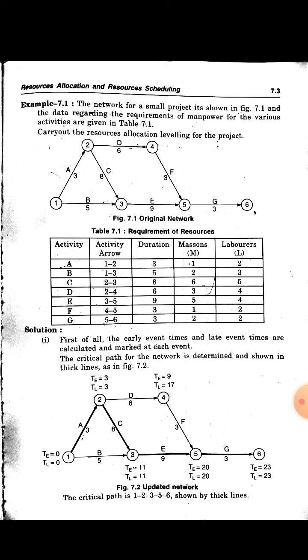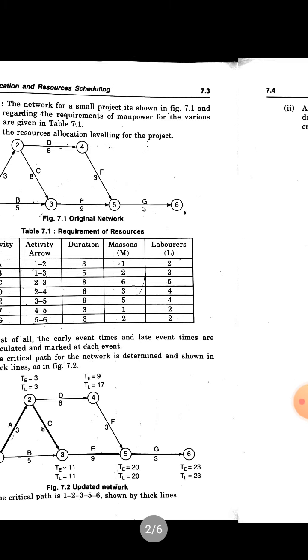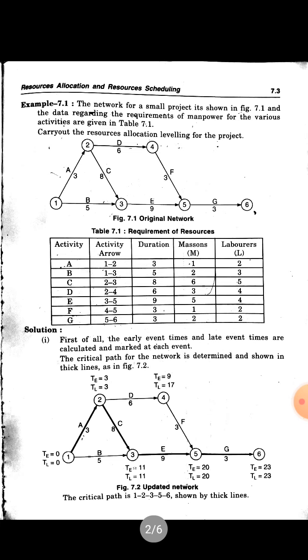So here one example is given, example number 1. So here the network for a small project is shown in a figure, and the data required for the requirement of the manpower for the various activities are given in a table. So in the table: activities, activity arrow, duration, mason and labor, the data is given for a particular requirement for a particular activity, and carry out the resource allocation and leveling of the project. So this type of example GTU asks for 7 marks.